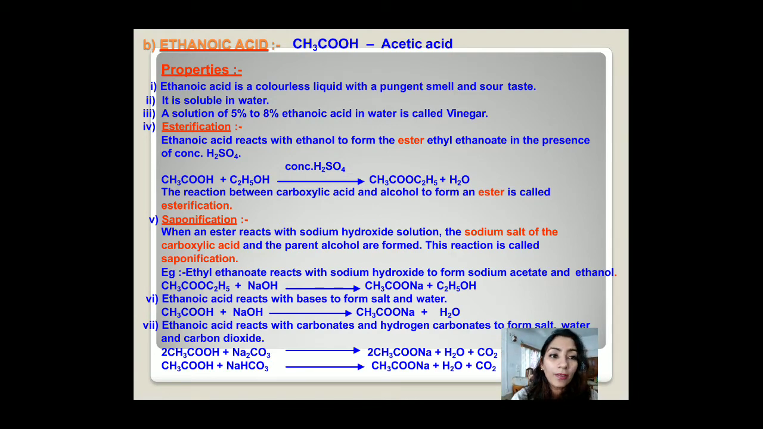Ethanol is C2H5OH. Second reaction: ethanoic acid reacts with a base to form a salt and water. Acetic acid CH3COOH reacts with NaOH forming CH3COONa and water. Ethanoic acid reacts with carbonates and hydrogen carbonates to form a salt, water and carbon dioxide.